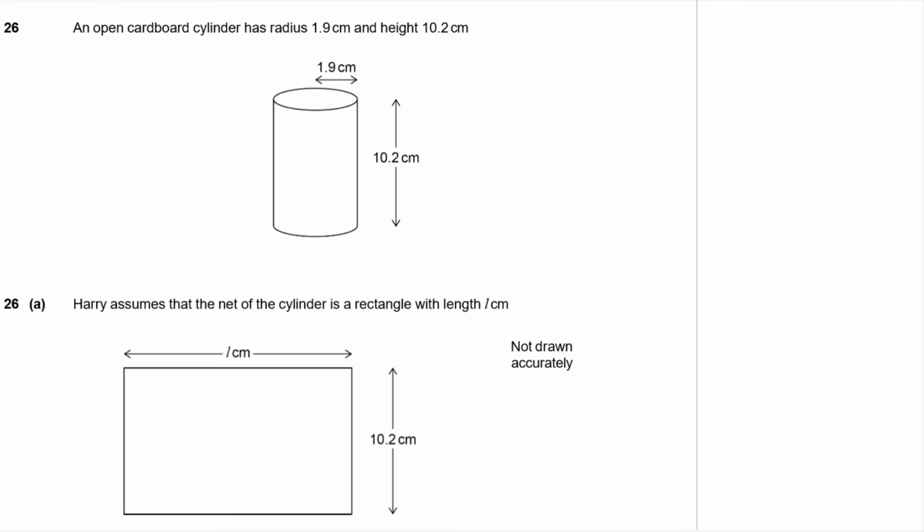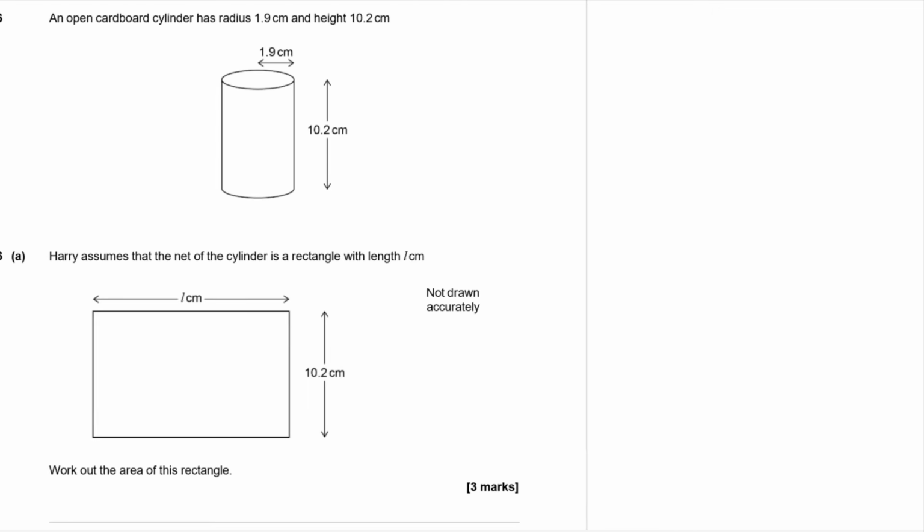Question 26. An open cardboard cylinder has radius of 1.9 centimeters and a height of 10.2 centimeters. Harry assumes that the net of the cylinder is a rectangle with a length L centimeters. Sorry, I was missing a bit of the question there. Work out the area of this rectangle. Okay. So it's a cardboard cylinder. I assume it's open, isn't it? Because, well, there may be more of the question. So what he's working out here is the curvy bit here, isn't it? Not the ends.